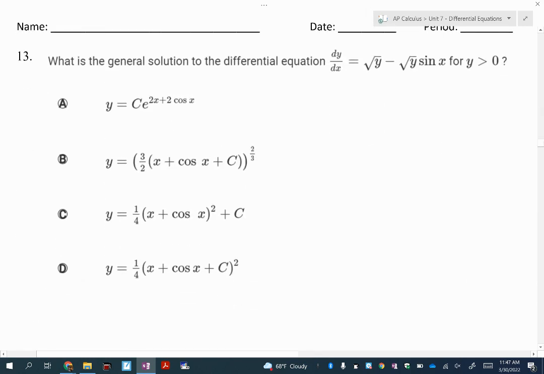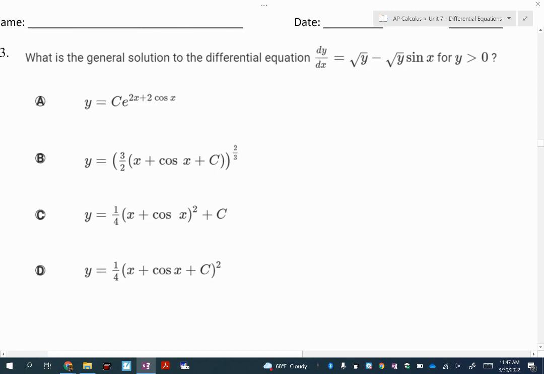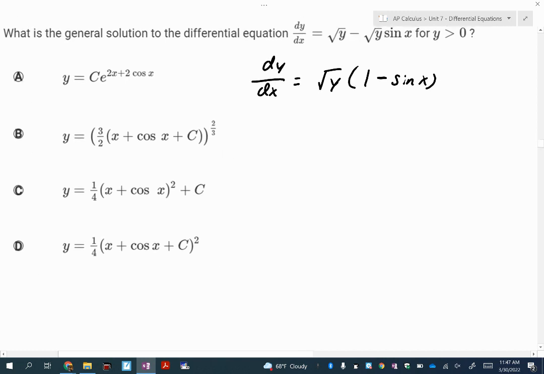13. All right, very similar to what we just did. We want a general solution. So I notice on the right-hand side, I've got the square root of y that I can factor out, which is going to be 1 minus the sine of x. And then I want to move the y to be over with the dy. So that's dy over the square root of y equals 1 minus sine of x times dx.